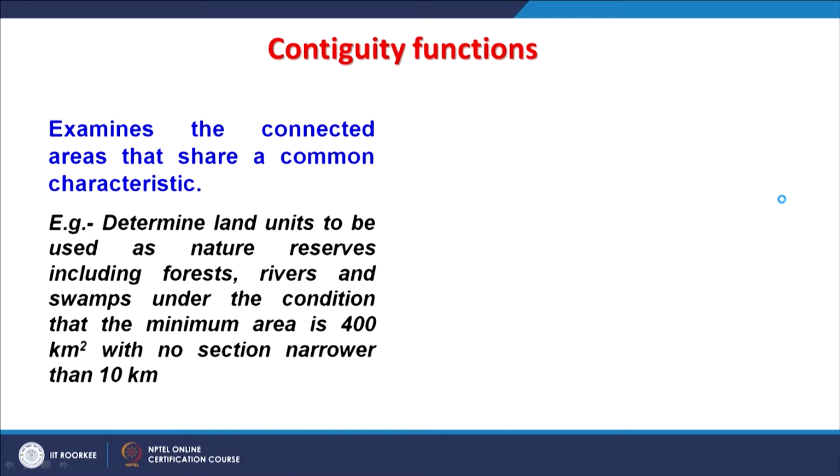So, in this one what we are basically doing is estimating the connected areas that share a common characteristic. For example, in suitability analysis, we might be determining land units which will be used as nature reserves. So, this is our requirement. This is what we want to extract, or query from the system, through this contiguity function.